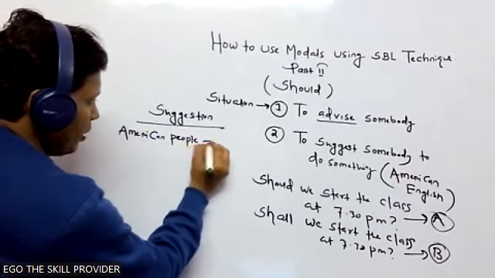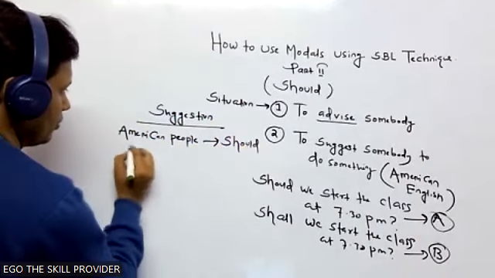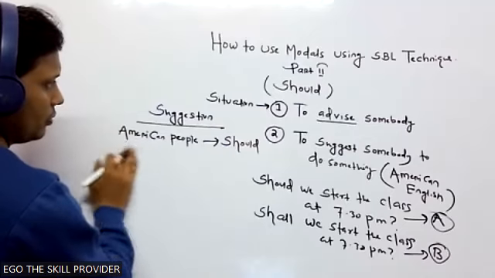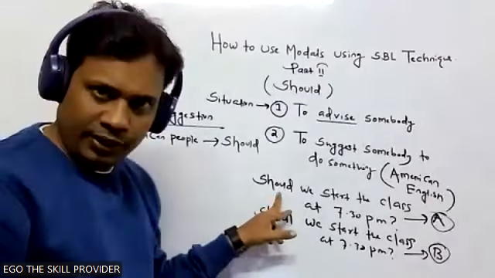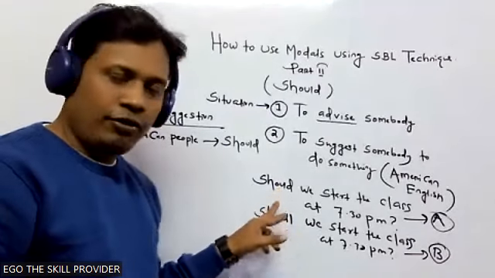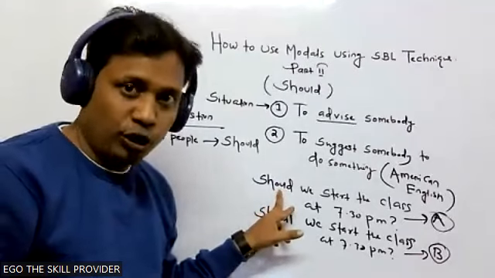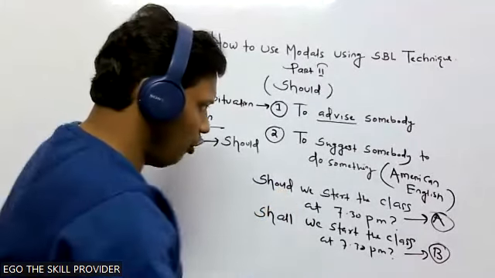Sir, American people. Yeah, ask me. Sir, if the first sentence is not a question, why do we use the question mark? Which one? This one? Yes, sir. So this is a question, no? This is a complete question. Should we do this work? Shall we go there? So it's a question. Obviously, this is a question.